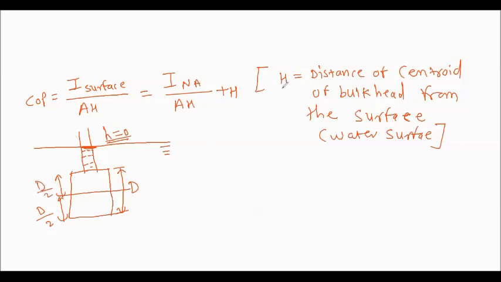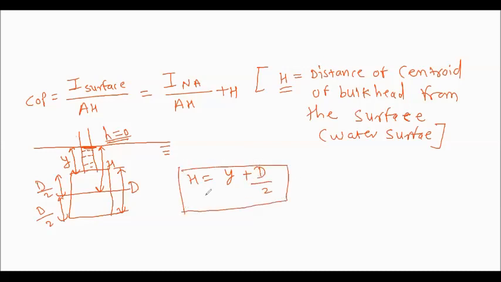But this H, the definition of H means you have to measure this H from the free surface to the centroidal location. This is H. So we know this value, how much the water level rises in the sounding pipe. I can call this Y here. So H will be Y plus D by 2. Like this you have an H. The remaining things remain the same, INA.